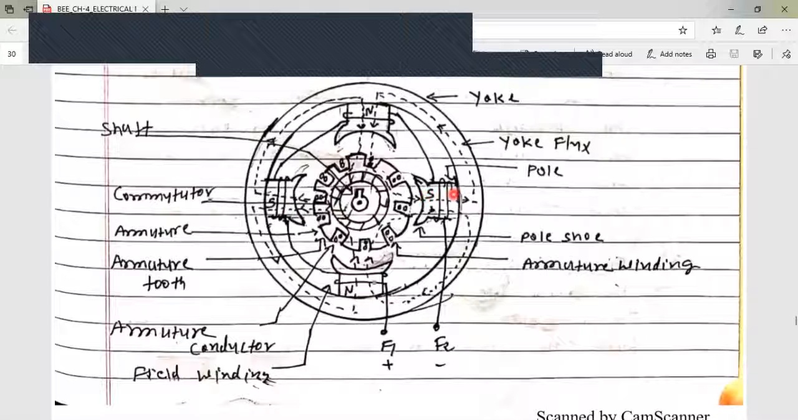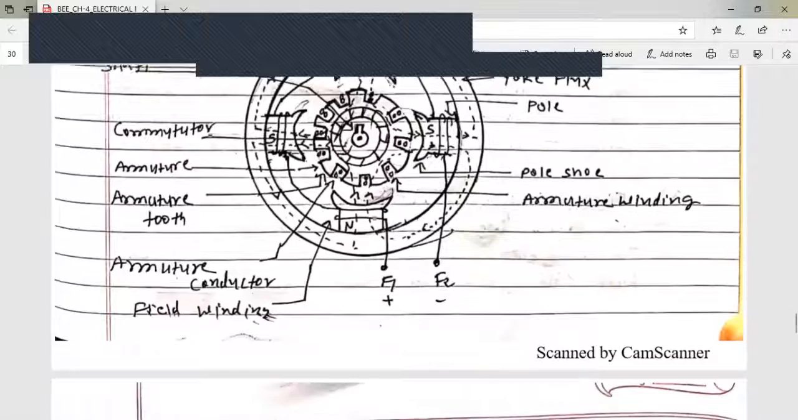These two are south poles. These two are north poles. See here, this is pole 2. Okay, here is this extra portion. These are the pole 2. Now we will see the operation.